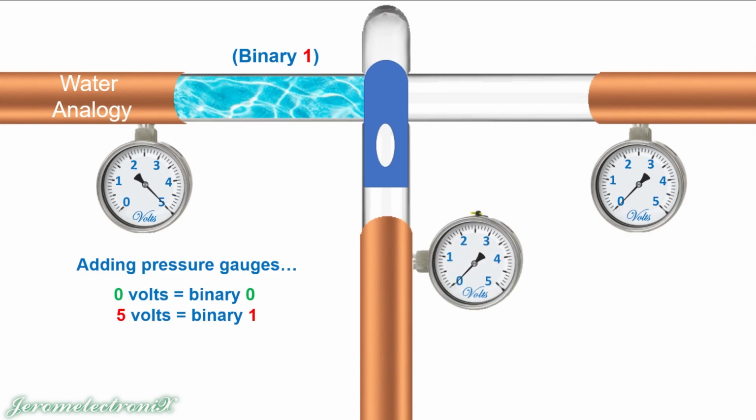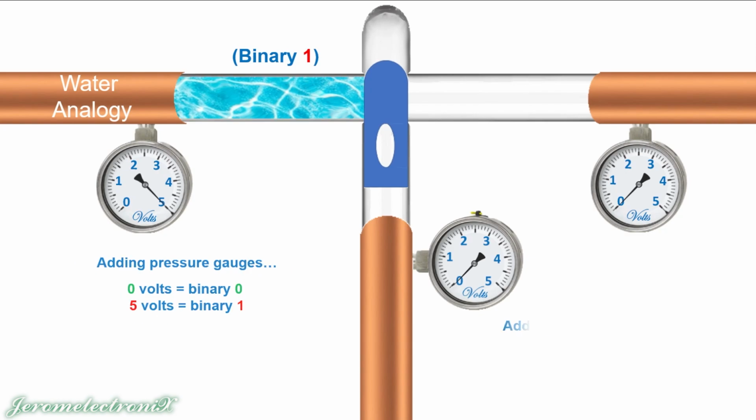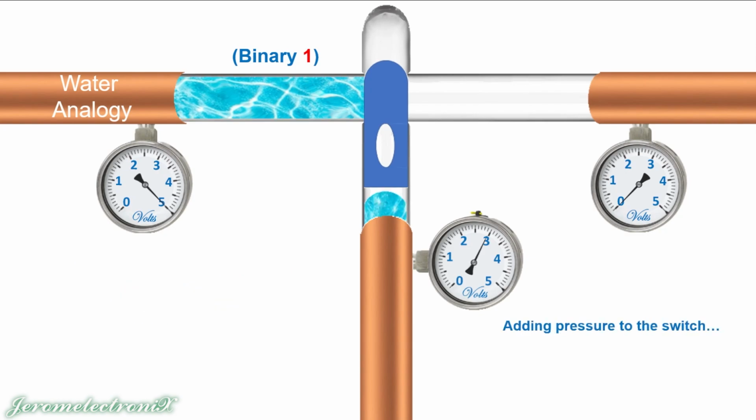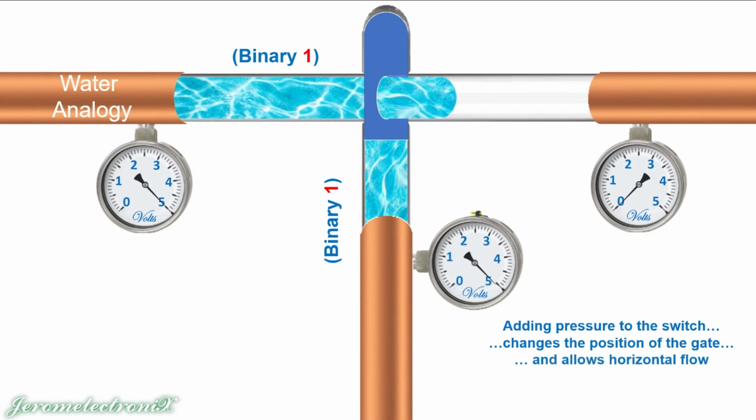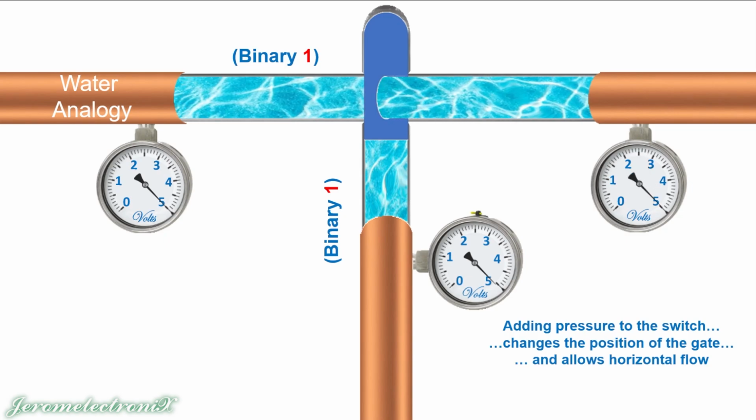We're going to add a third pressure gauge, and this is where we're going to add pressure to the gate. And by adding pressure to the gate, we'll either encourage flow or resist flow of specifically voltage or pressure through the pipe. So I'm adding pressure to the switch, and that raises it to 5 volts. So that's a binary 1 in the switch. That moves the gate in the switch so that it allows the horizontal flow through to the other side of the pipe, which is why the pressure gauge increased to 5 volts, because now we're calling that a binary 1.